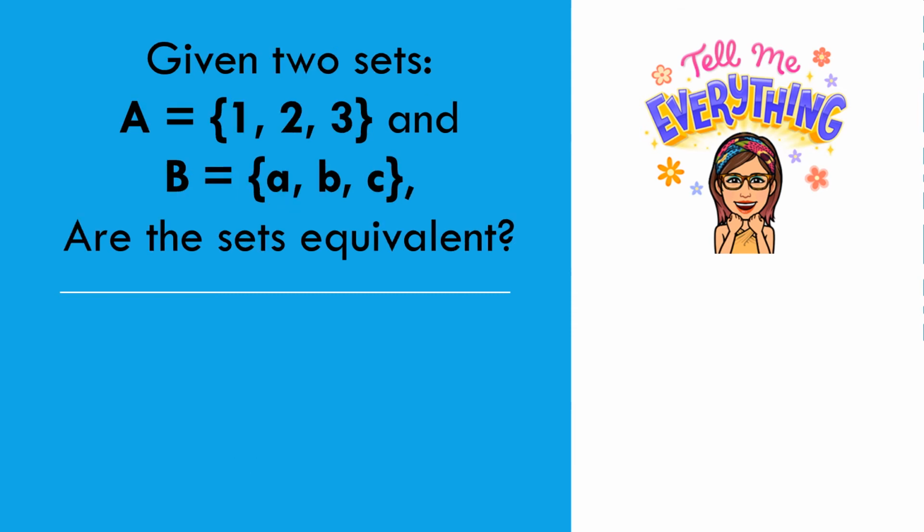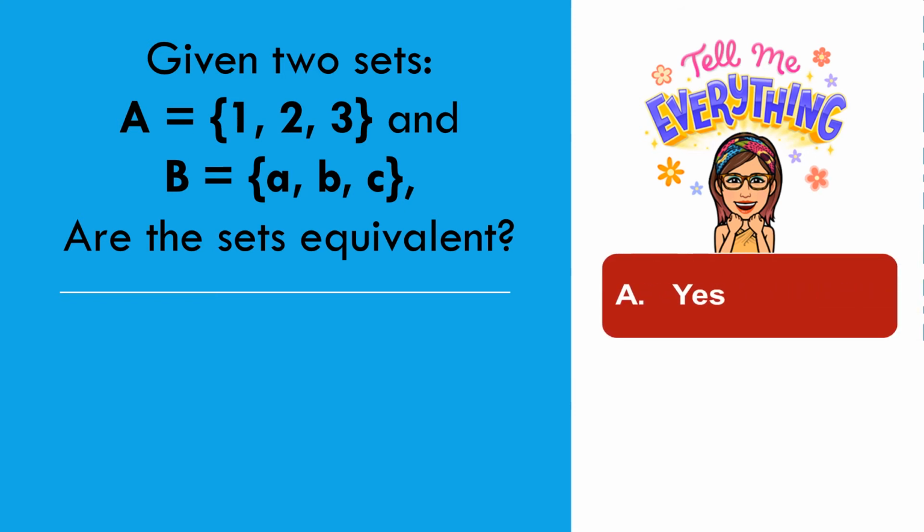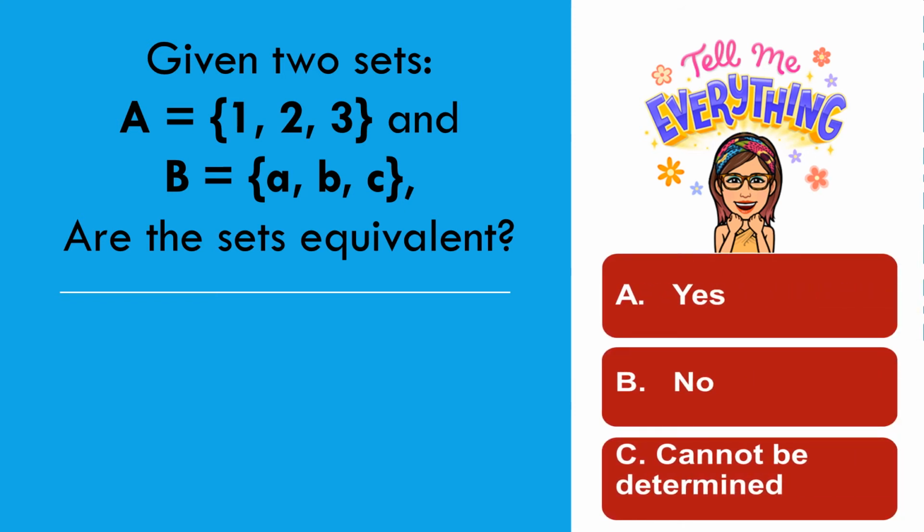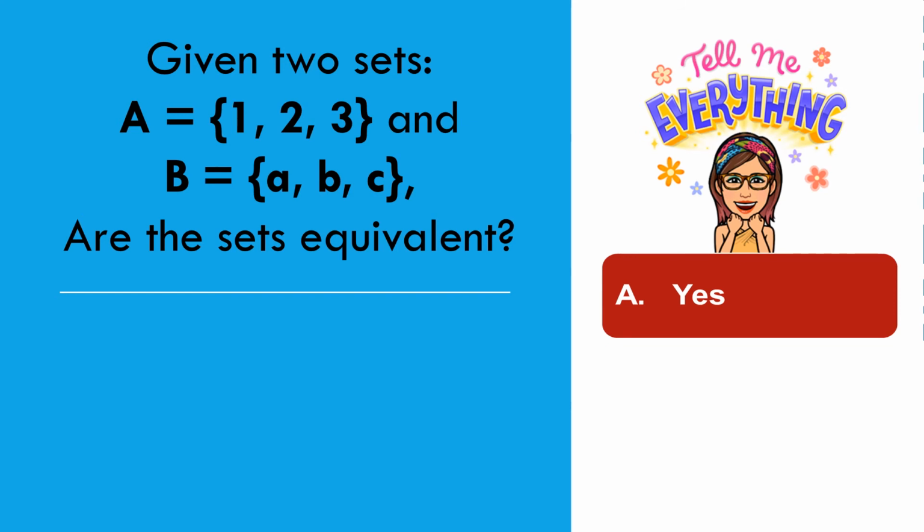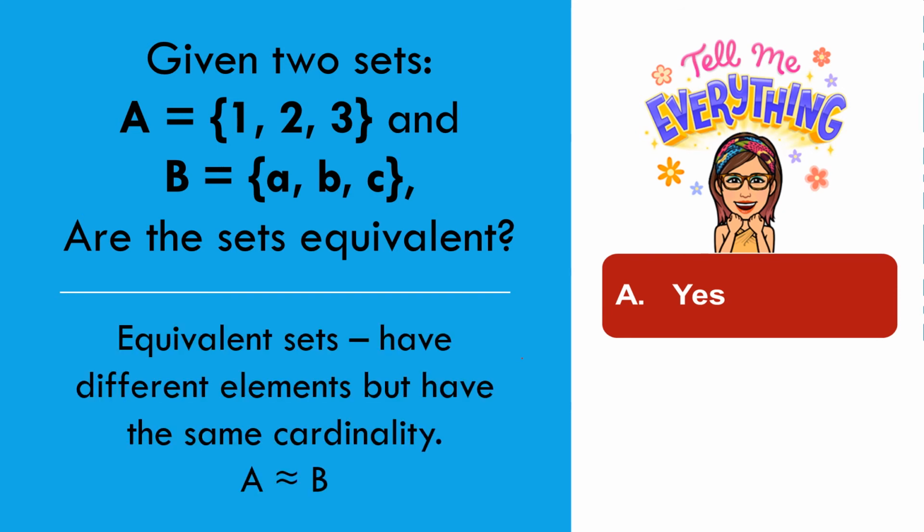Next, given two sets A, the elements are 1, 2, 3, and B, the elements are A, B, C. Are the sets equivalent? A, yes. B, no. C, cannot be determined. The answer is yes. Why? Equivalent sets, even though they have different elements, have the same cardinality. Again, cardinality means the number of elements in it.